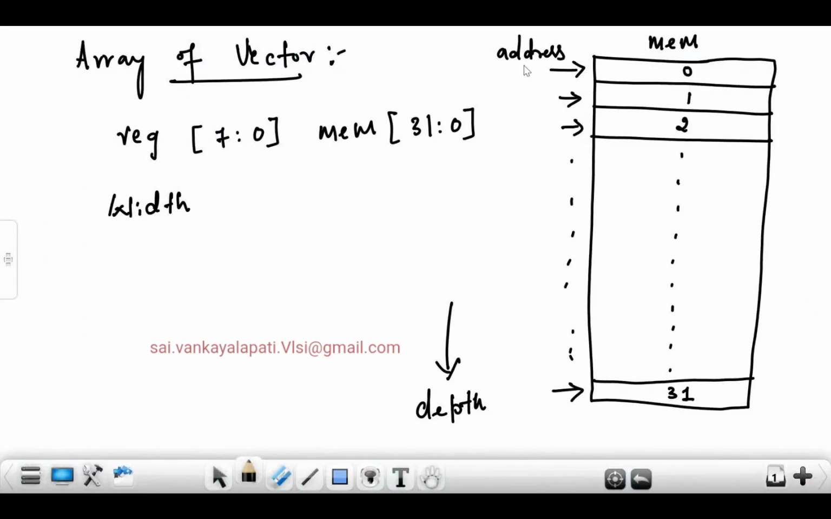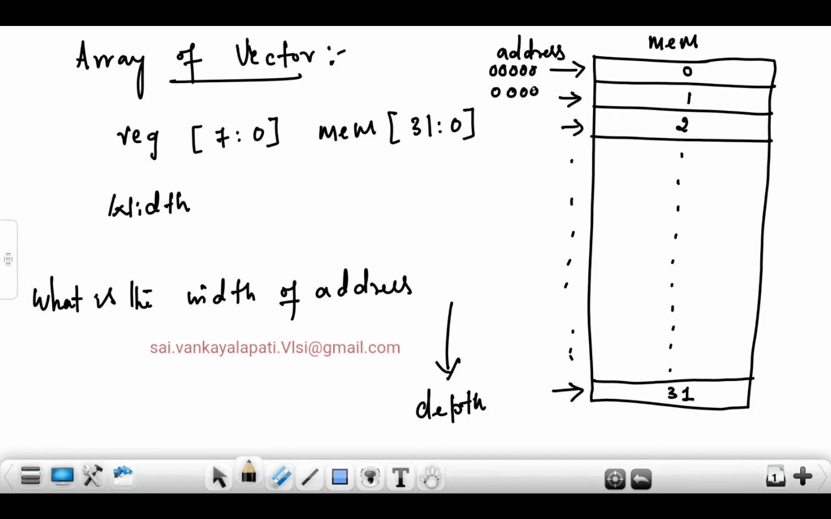Correct. So what is the address width? I need to represent this address. The depth is 31 down to 0. To represent the address, how many bits do I need? 5 bits, since 2 power 5 is 32. So the address width is 00000, then 00001, up to so on, 11111. This is the address width I'm talking about.